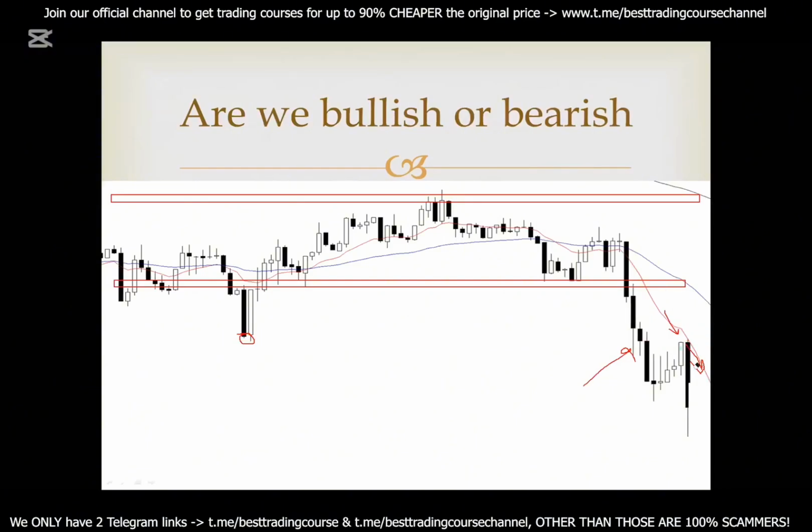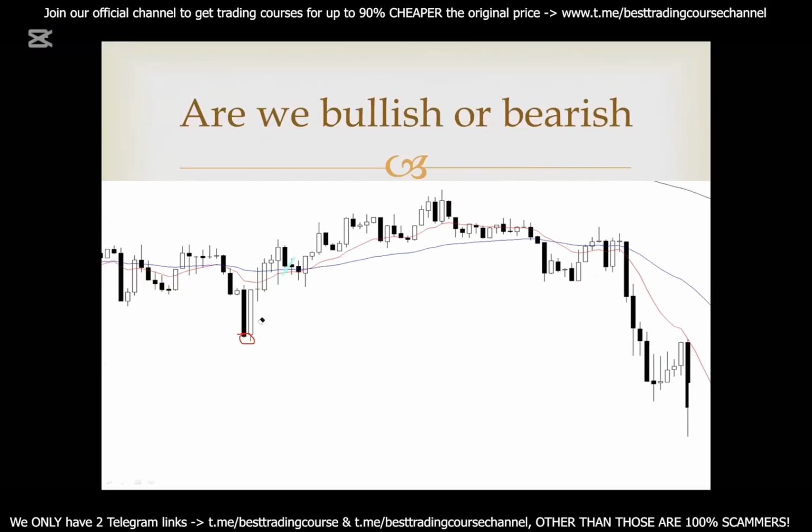Right? You're just waiting. You're making it simple for yourself. Yep. Break support, becoming resistance. And then price continued to go down because we had this wick to fill, and we continue to move down.